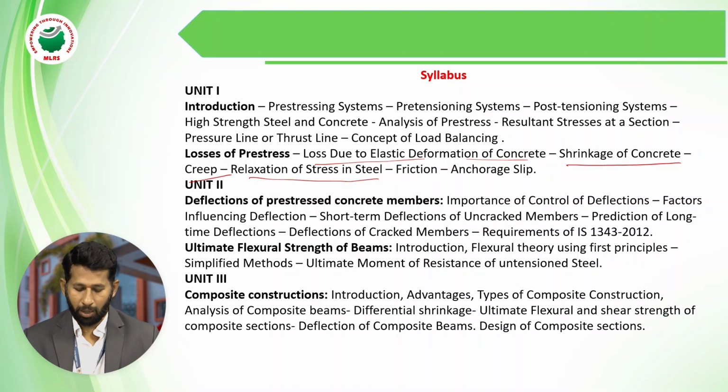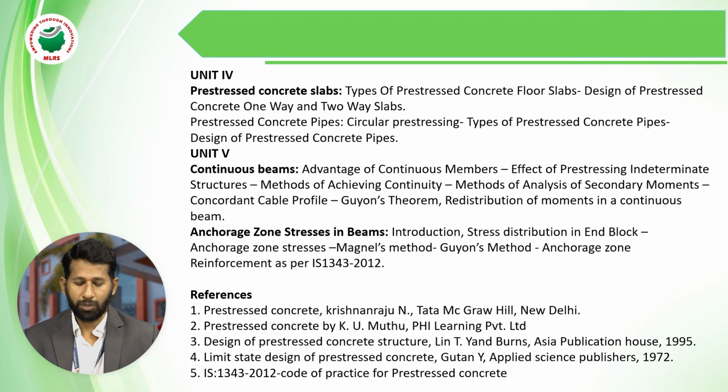Go through the third unit: composite construction, introduction, advantages, types of composite constructions, analysis of composite beams, differential shrinkage, ultimate flexural and shear strength of composite sections, and deflections of composite beams, design of composite sections. Coming to the fourth unit: prestressed concrete slabs, types of prestressed concrete floor slabs, design of prestressed concrete one-way and two-way slabs, prestressed concrete pipes, circular prestressing, types of prestressed concrete pipes, design of prestressed concrete pipes.